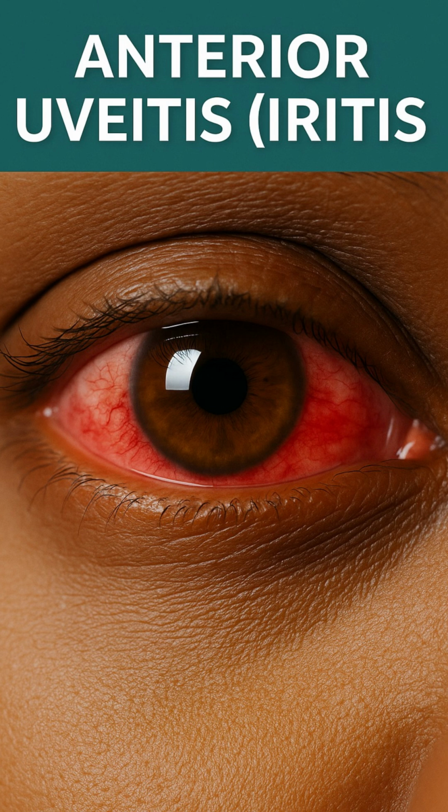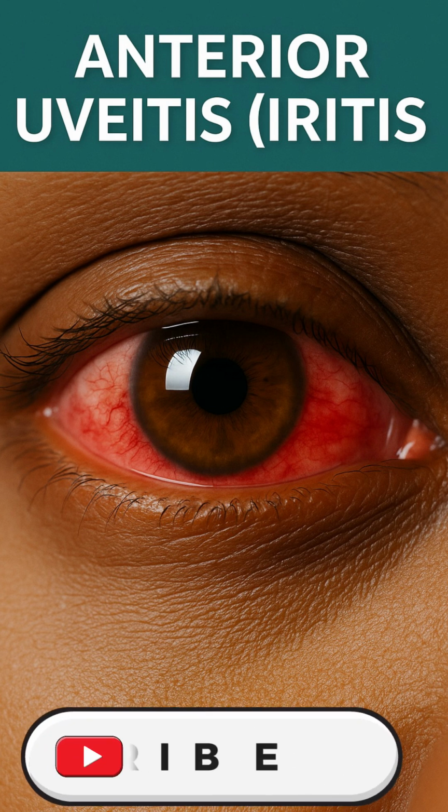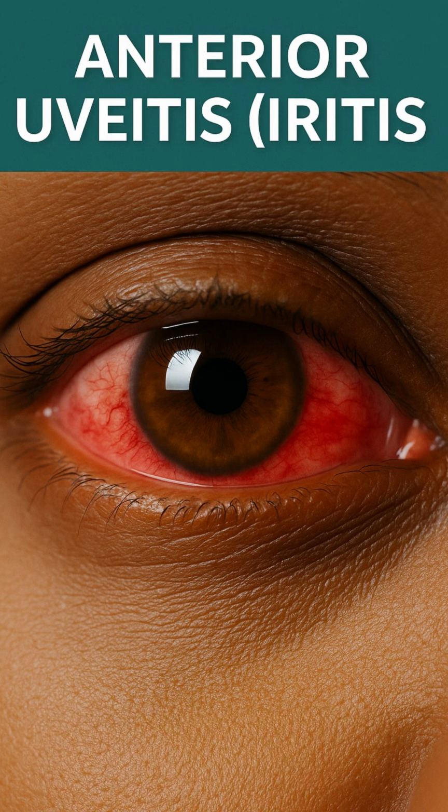If it's anterior uveitis, the redness is always concentrated around the iris. And of course, your patient would complain of pain. Sometimes there could be increased tearing, but no mucus or pus. With your slit lamp, you could see cells and flares in the anterior chamber and sometimes keratic precipitates.